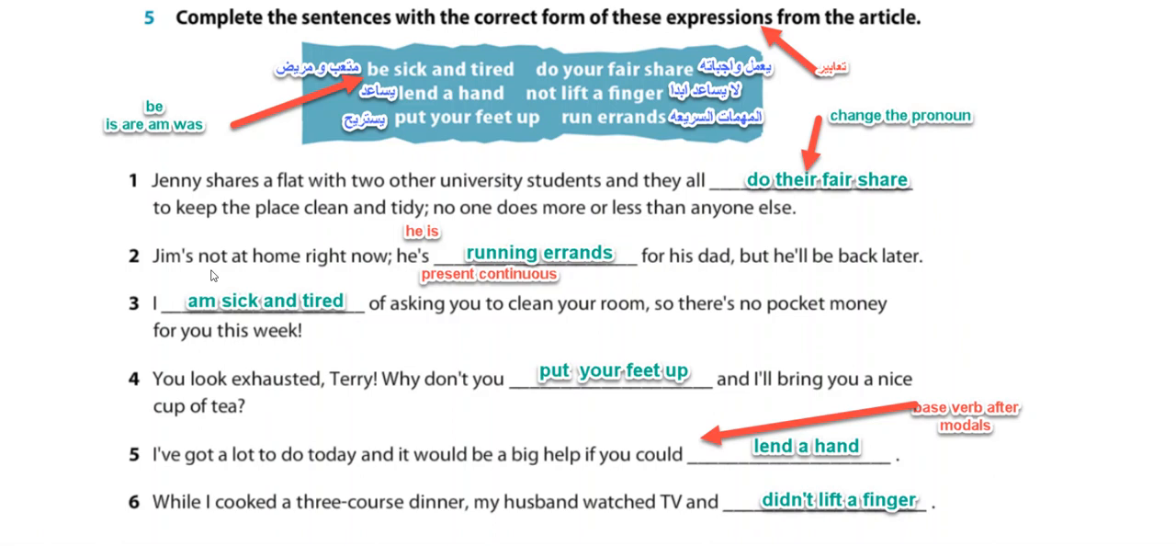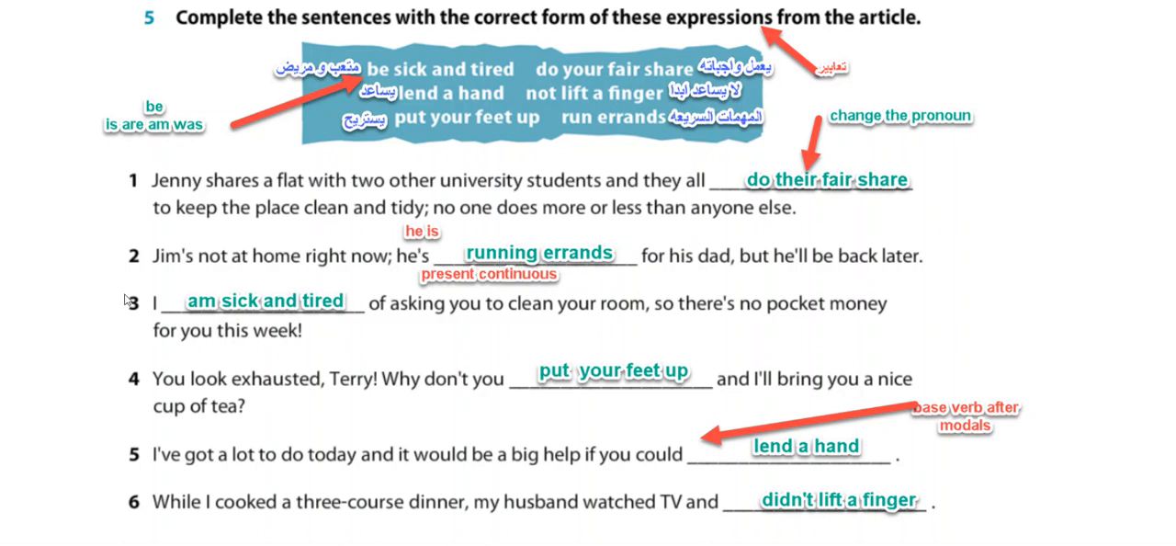James, not at home. Here James is abbreviation for James is. Not at home right now. He's another abbreviation, he is. Running errands for his dad, but he will be back later. Here I add ing because it is a present continuous. It is not acceptable to say he is run.